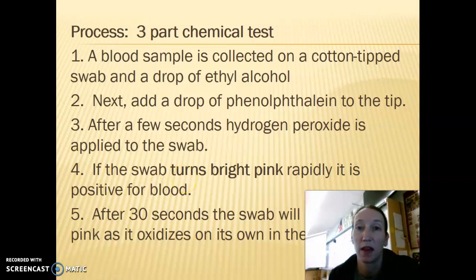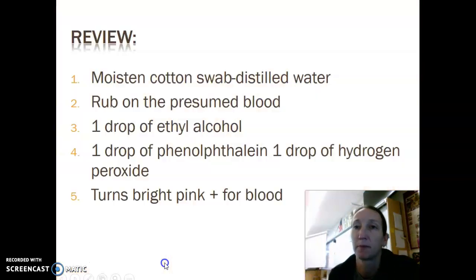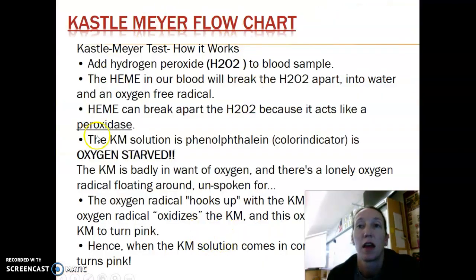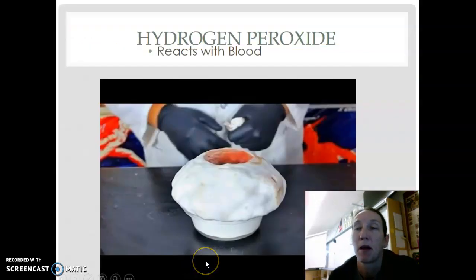Now, one of the problems is if time goes by, we're talking 30 seconds to a minute, it will eventually turn pink because it's oxidizing with the oxygen in the air, and not because there is actually blood on the sample. So this whole thing talks about exactly what I just went through: what the hydrogen peroxide does, what the phenolphthalein does, changing colors. And this explains the whole process as well. So it's a good thing to review if you're still on the fence about understanding what the Kastle-Meyer test is.